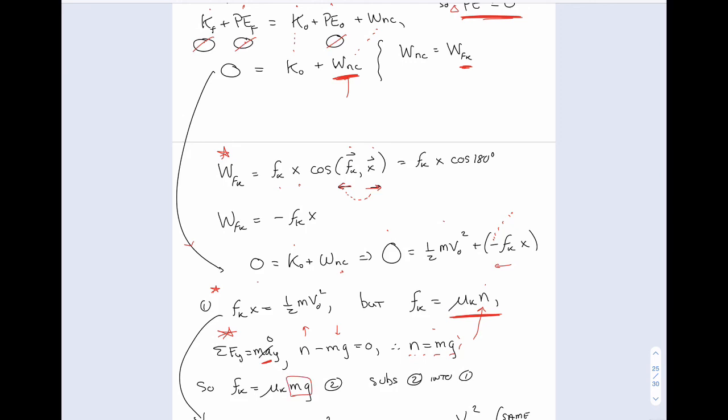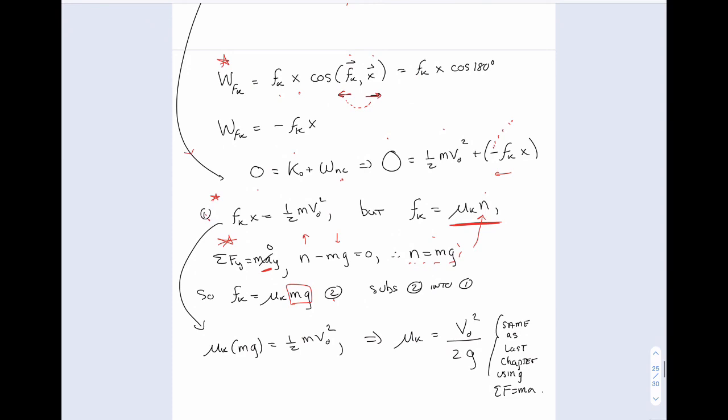So I can take equation 2 and put it back into number 1. Here I have F sub k x, so that's mu sub k times n. Oops, I forgot the x. Don't forget the x right there. Got to put the x in there. And then mass drops out. When I solve this for mu sub k, I still have an x on the bottom. Oops, there's my x. And that's the exact same thing that we got in the last chapter using F equals ma for the whole problem.